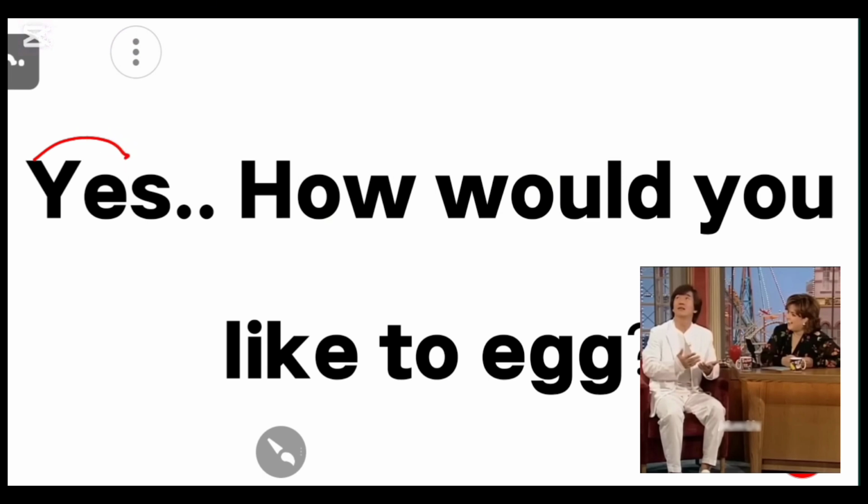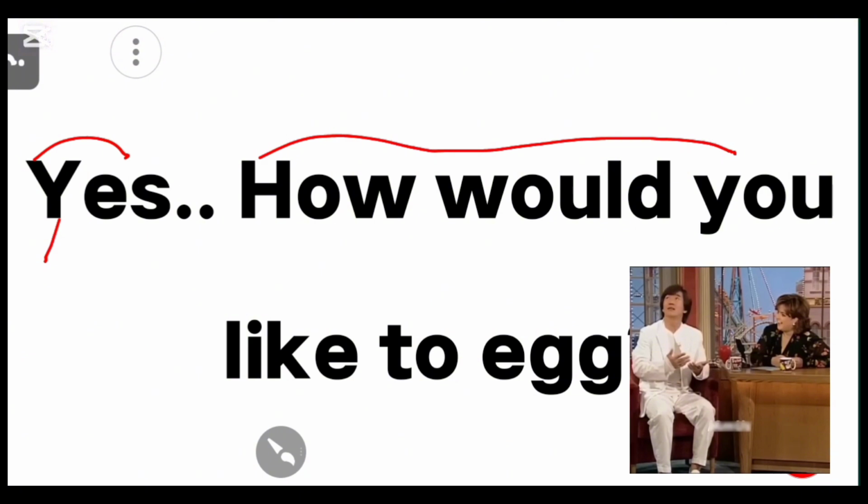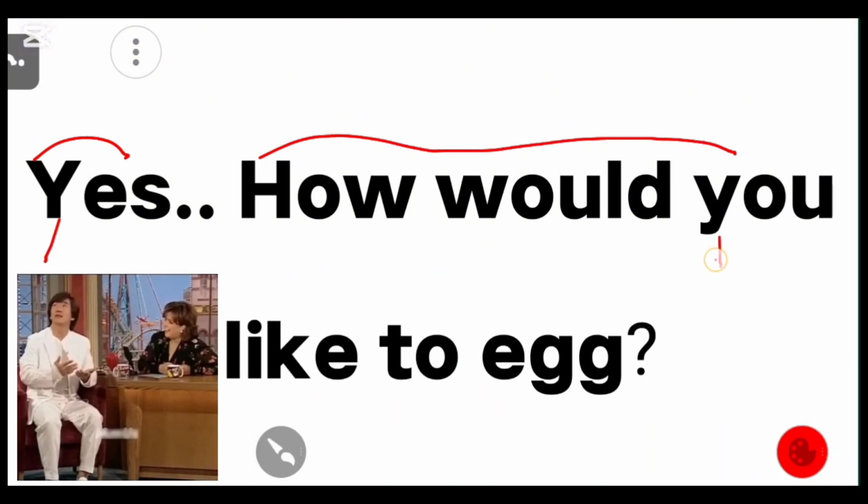Yes. And this time the Y makes the sound, yes. How would you? And look at this word. Sometimes the American accent pronounces this Y making the sound J.